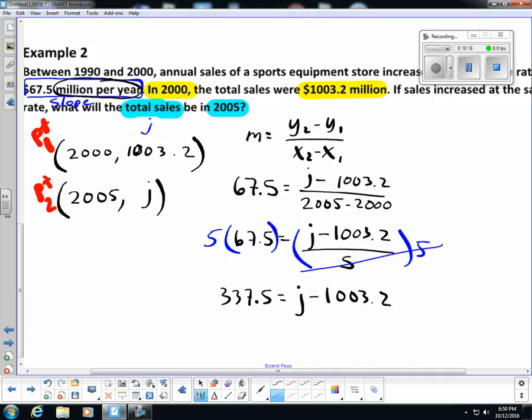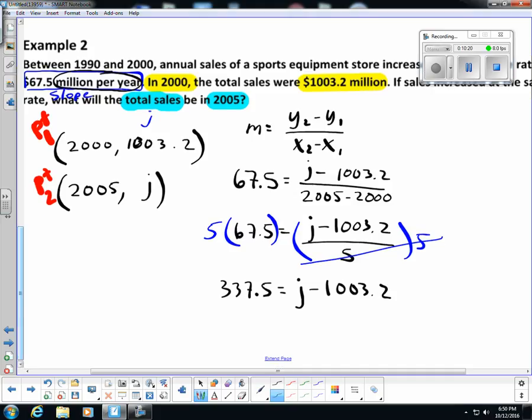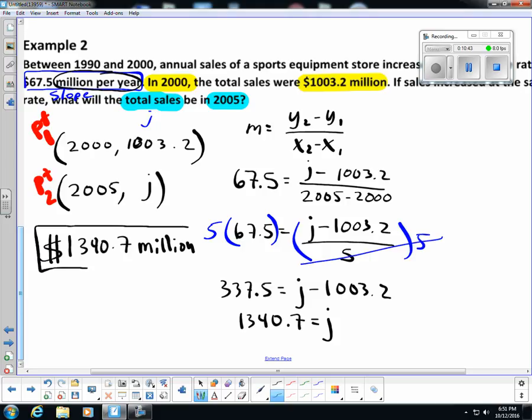Okay. Then I'm going to add 1003.2 to each side, and I end up with 1340.7 is equal to J. So what does that tell me? That tells me in 2005, my total sales were $1,340.7 million, because we're talking millions.